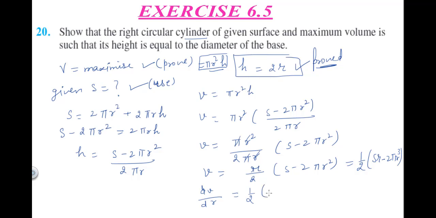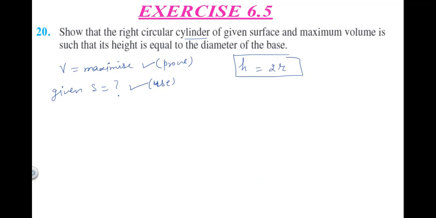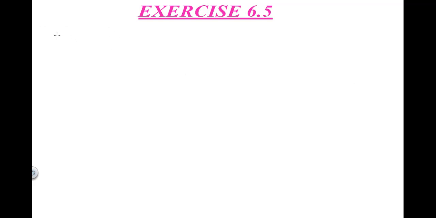Let us differentiate it. Now see, s doesn't have any effect on volume. Volume is depending on r and h. So for us, s is a constant. The differentiation of r will be 1, minus 2 pi as it is being a constant, differentiation of r cube is 3r square. So it will become 6r square. Okay, now we will equate it to 0. Putting it as equal to 0, we have 1 divided by 2 into s minus 6 pi r square as equal to 0. So s minus 6 pi r square as equal to 0.